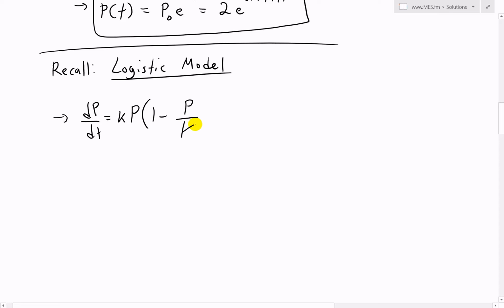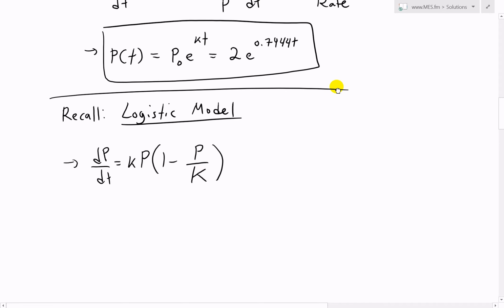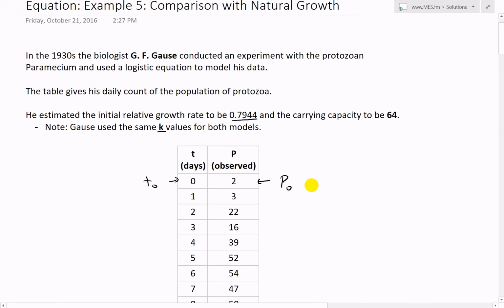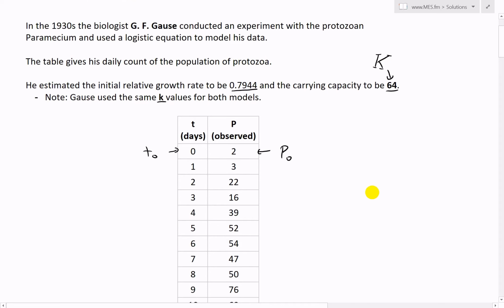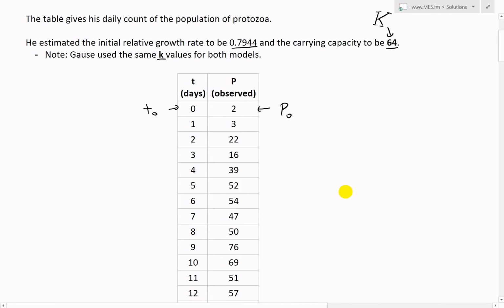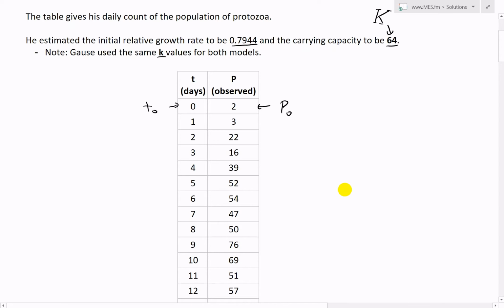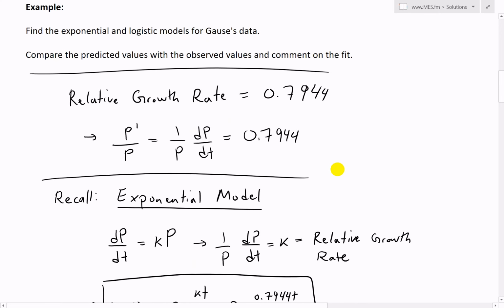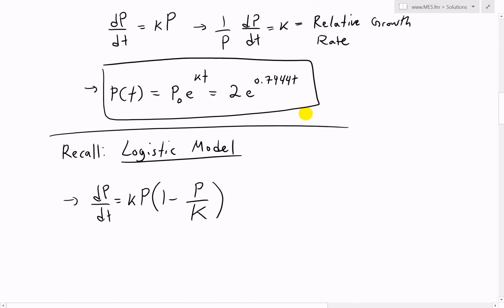I'll just draw it a bit bigger, indicating this is the carrying capacity. And this carrying capacity, again, that is our 64 right here. So this 64 is just capital K. Recall carrying capacity is just the limiting or the maximum population due to limited resources, and that's used in the logistic equation. The relative growth model doesn't have that carrying capacity in it.